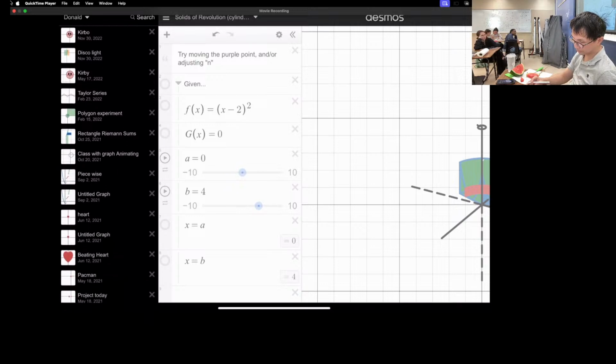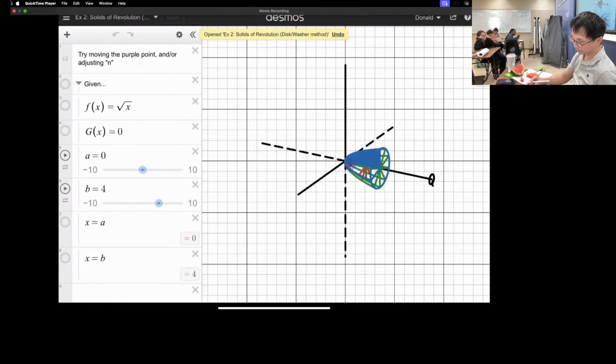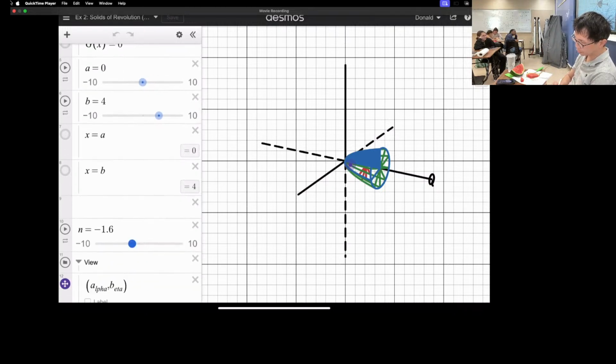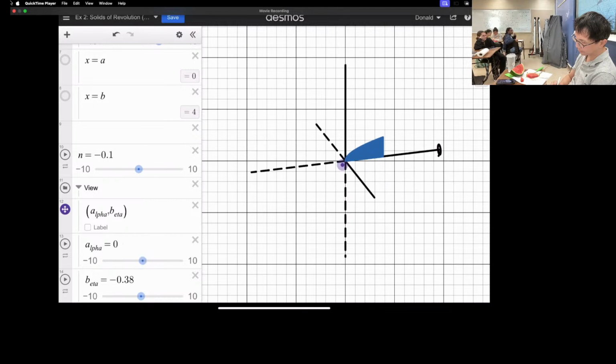Let me see if I can find a better one. Like this. Okay, so this is square root of x. And some of you said, okay, if I'm looking at this, what does this mean? Well, I'm going to change this a little bit. I'm going to change this to that, and I'm going to change the view just a tiny bit. So this is the graph that we know, the square root of x graph.